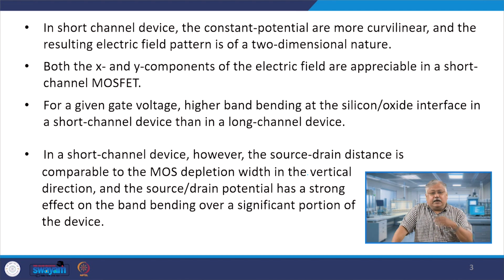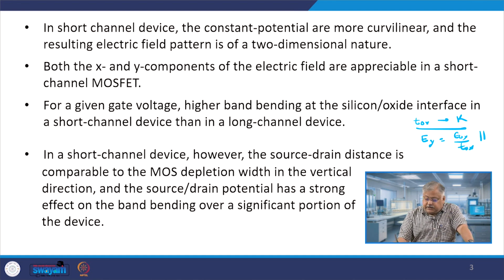Because in short channel devices you have also scaled down the value of Tox. When you scale down the value of Tox, the electric field in the transverse direction increases, because if you remember your Dennard scaling law theory, my Tox also scales down by a factor of k. When it scales down, the electric field in the y direction, which is basically epsilon ox by Tox, will go on increasing, which means that Ey goes on increasing. You therefore tend to have both the electric fields equally high in the case of short channel devices.